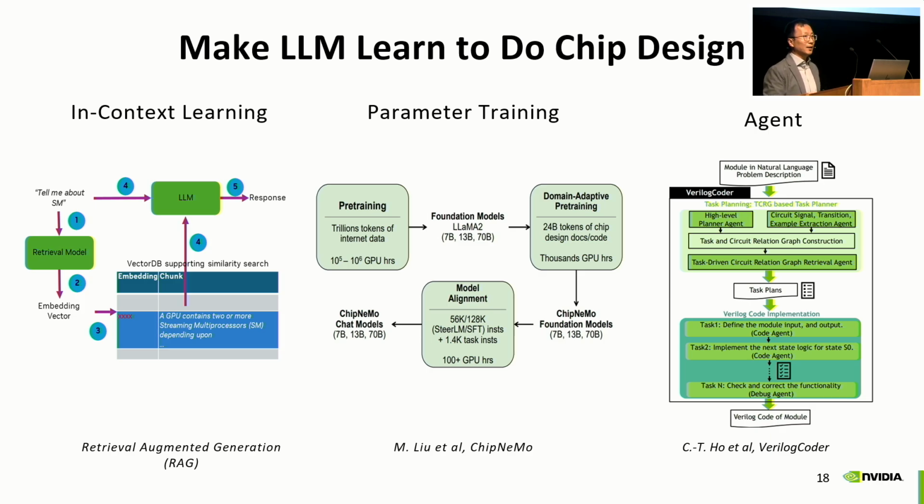The third method is agent. Agents use tools, memories, and planning capabilities to learn the chip design domain at scale without fine-tuning. I will cover the agent application in the last tutorial.